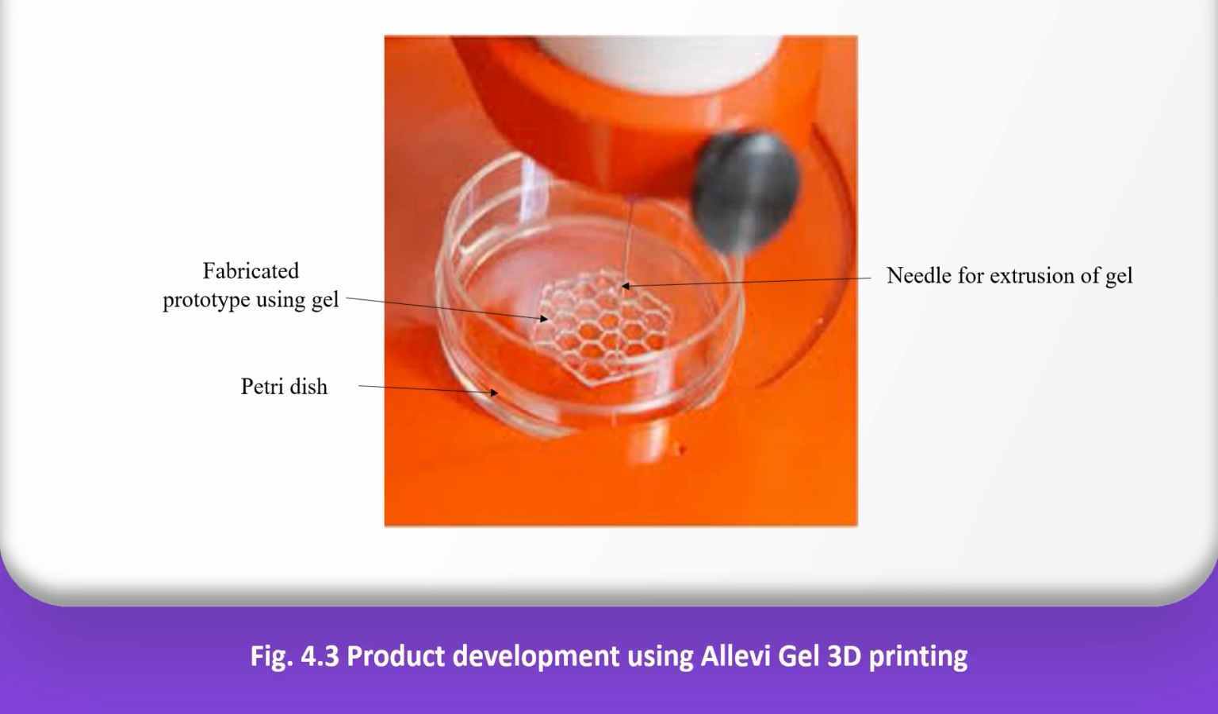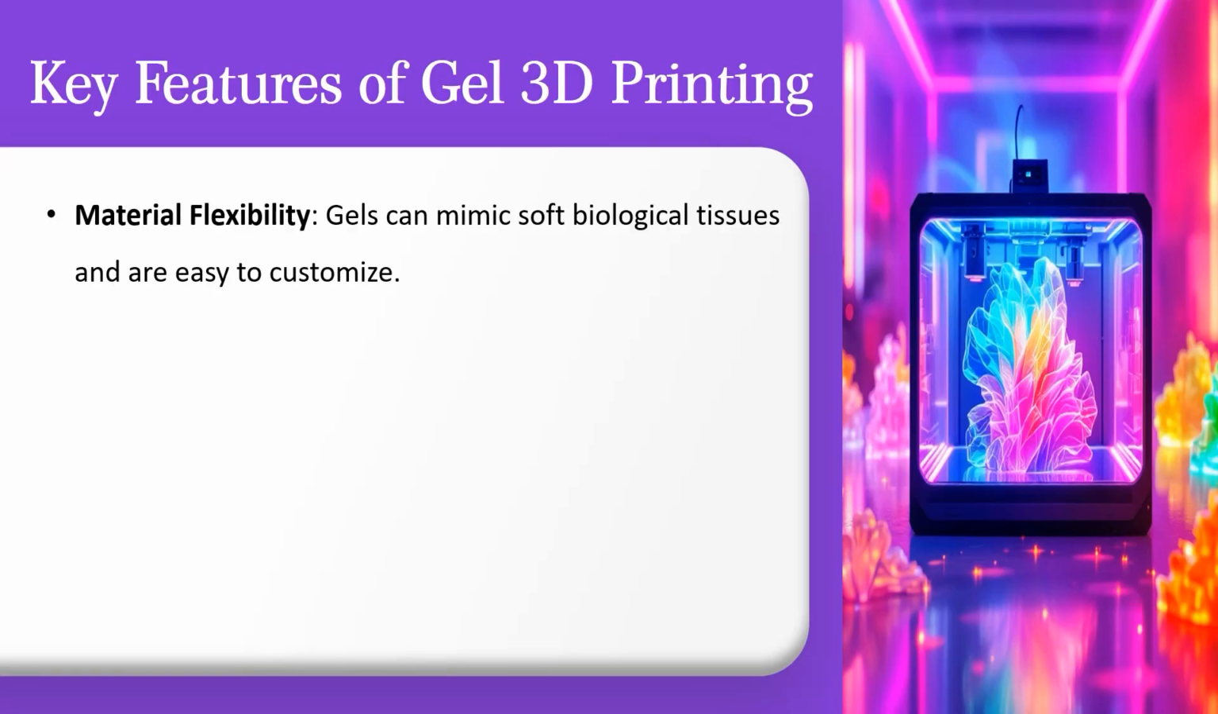So let us understand what the key features are. One of the best things with this is the material flexibility. Whatever gels we use, they can mimic biological tissues and are easy to customize. Basically, whatever component we manufacture must take the contour of the body, so that it will be easy to attach those components for any prosthetic or implantable application.